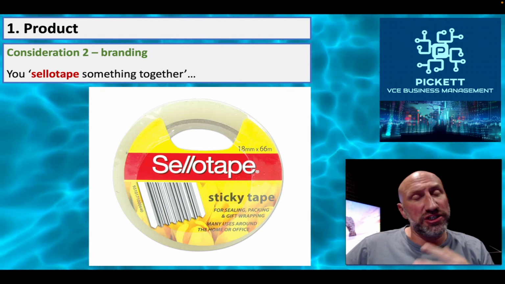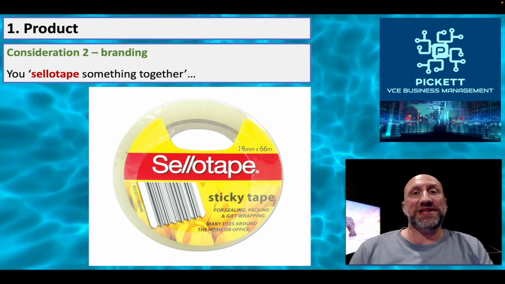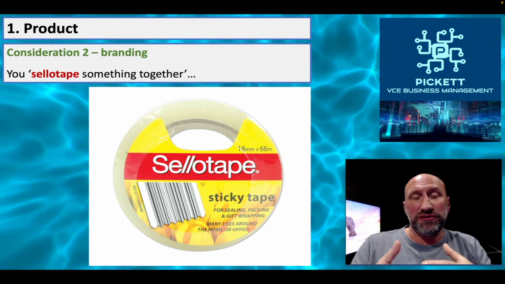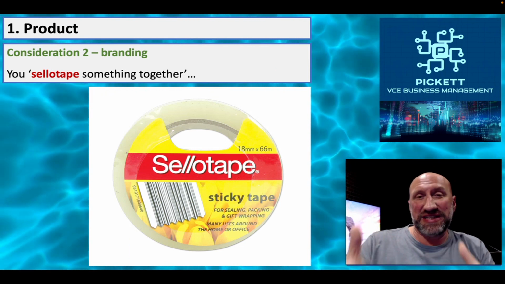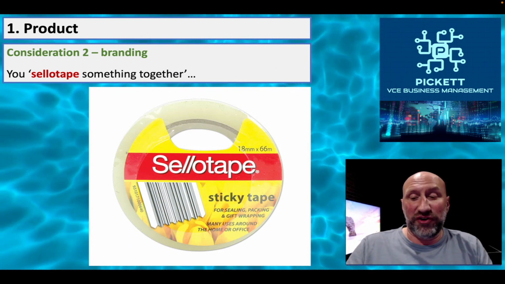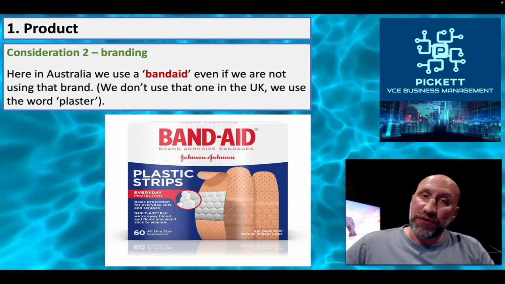Again, in the UK, I'm not actually sure if this one even applies. In Australia, maybe it does, I'm not sure. But you sellotape something together. So again, sellotape is the generic word that we use for the product, even if the sticky tape is not made by Sellotape. And again, it became a verb. This one definitely is Australian because this one was new to me when I moved here.